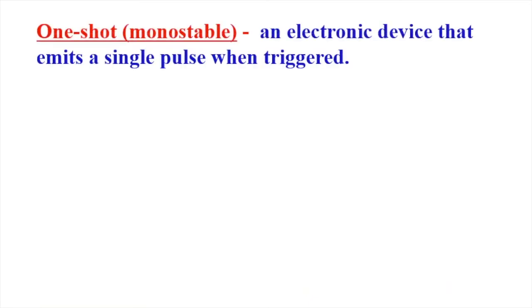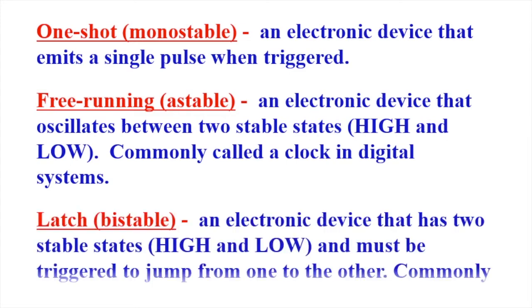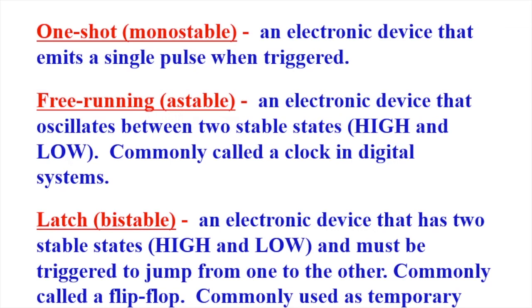A multivibrator, monostable, one shot, that once you trigger them, they generate a single pulse. Now, free running, astable, oscillates back and forth. And a latch, it goes high, stays there until it's told to go low again. It switches back and forth. Remember the phrase flip-flop. We'll be using that a lot in this course. That's also the name of our cat, Flip-Flop.